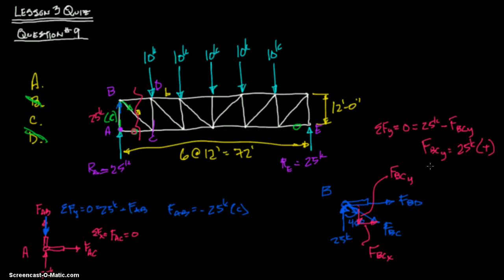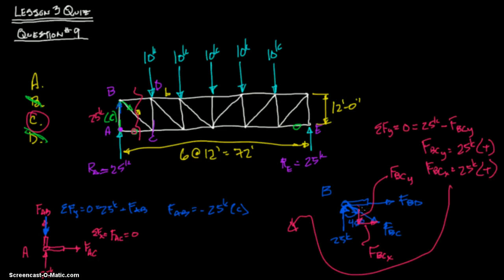And you know, since we have a 45 degree triangle, FBCX is going to equal 25 kips in tension. And from that, we'll take it over here. And you can see that my guess earlier was wrong. It is actually 35.4. See, the components FBCY and FBCX are both 25 kips.